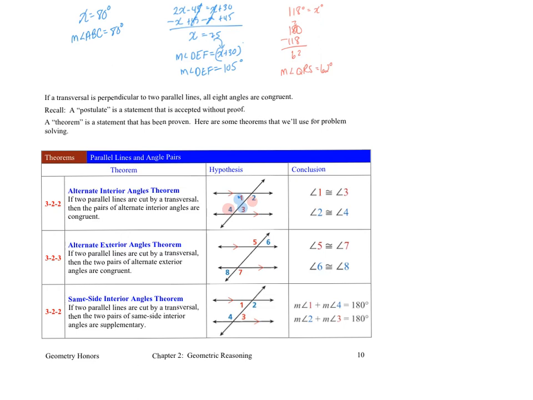Alternate exterior angles. If two parallel lines are cut by a transversal, then two pairs of alternate exterior angles are congruent. I think you're seeing the pattern here. So 5 is congruent with 7, 6 congruent with 8.